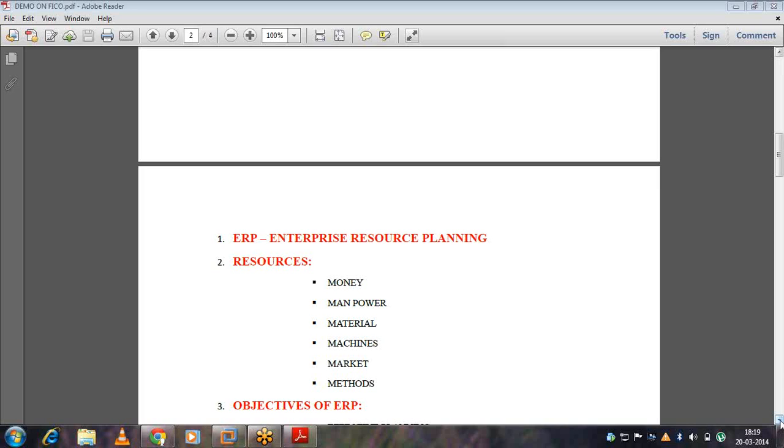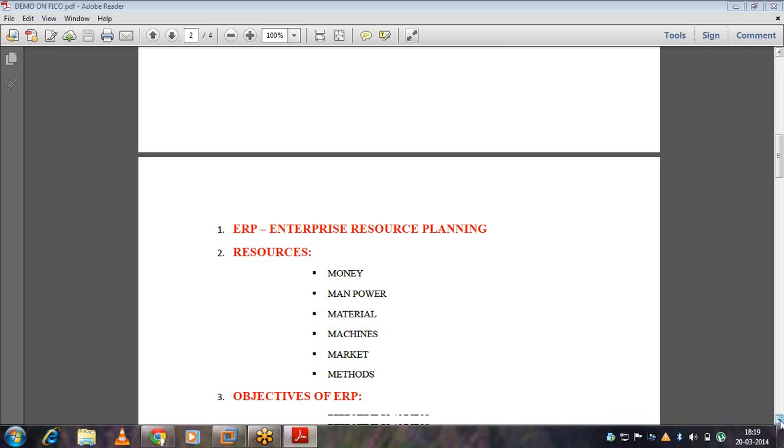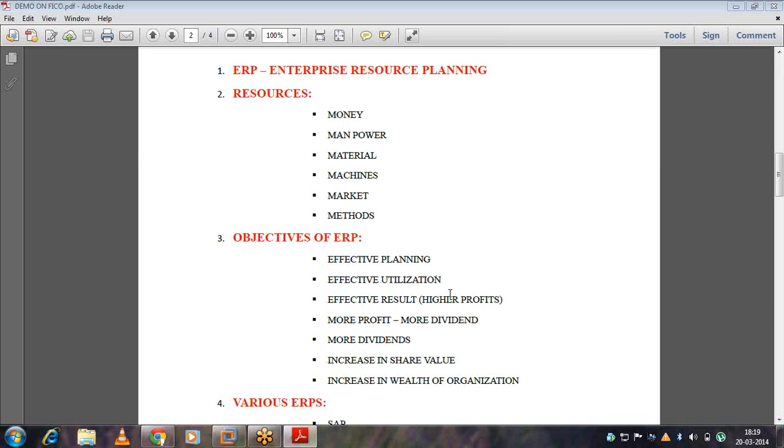Effective planning results in effective utilization. Effective utilization of resources results in higher profits. Higher profits will result in more dividends. More dividends will result in increase in the share value. Increasing the share value is nothing but increase in the wealth of the organization.